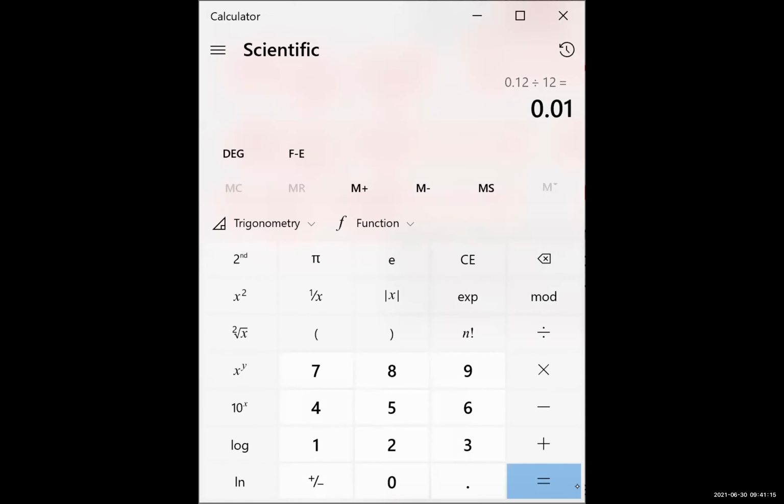12% compounded monthly means 1% every month. Add 1 to it. Make sure you put the equal sign so that you can find out what that inside base is. And then you raise it to the power of what? Okay, 12 times 5 is 60.